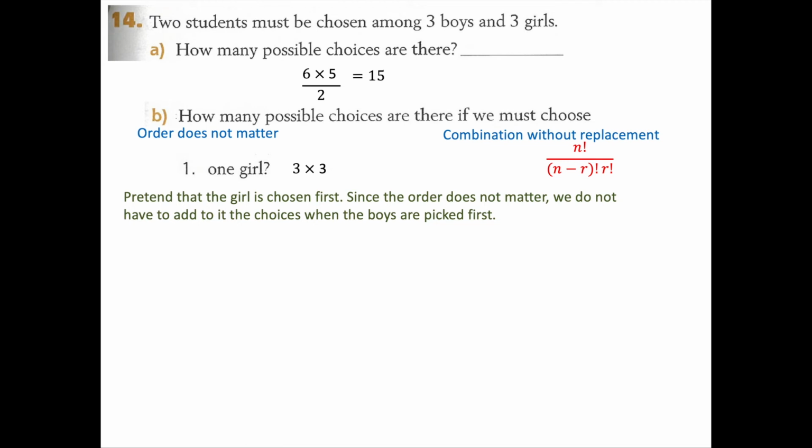So we have 9. The reason we don't have to divide this by 2 is because that's if the girl is picked first. If the boy is picked first, we have another 9. And then we would have to divide that 18 by 2 factorial, and we would still get 9.